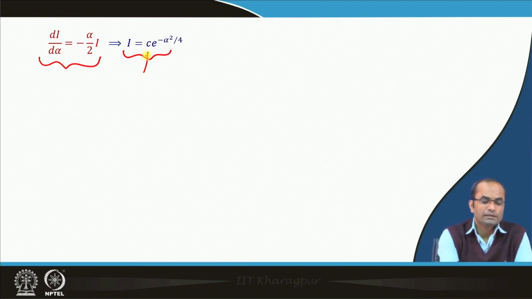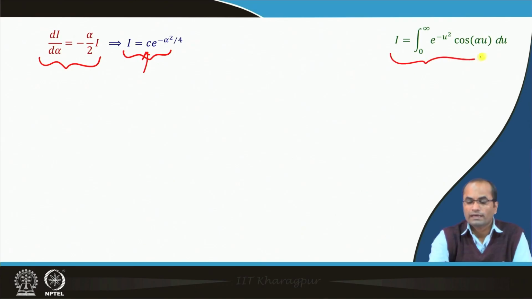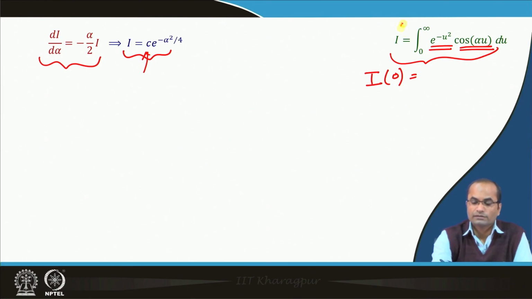Now, the question is what is this arbitrary constant of integration? But if we recall that I was the integral of e power minus u square cos alpha u du, and I at 0. So, this I is a function of alpha.